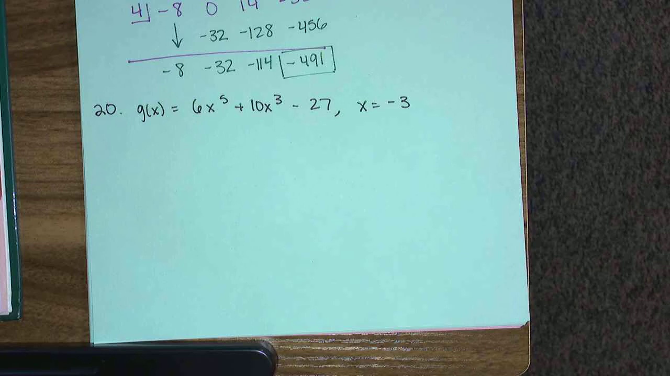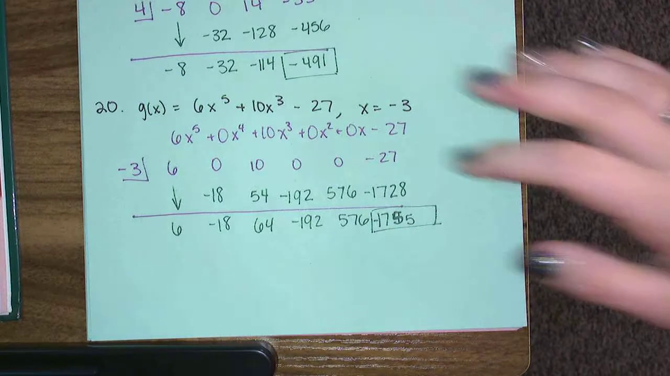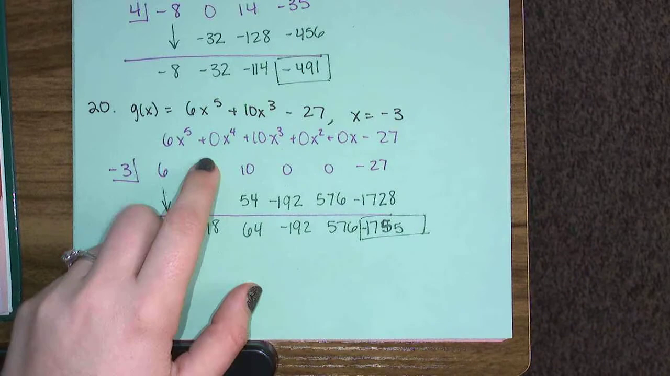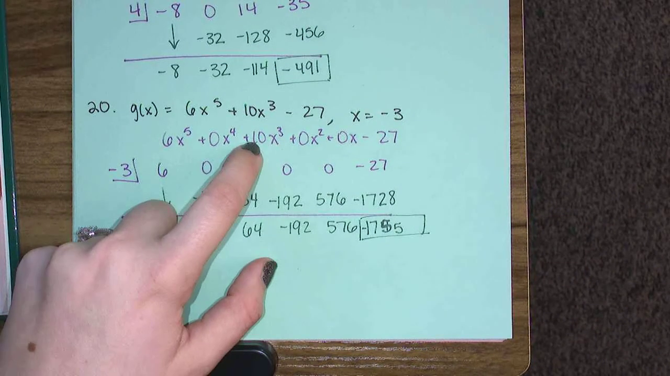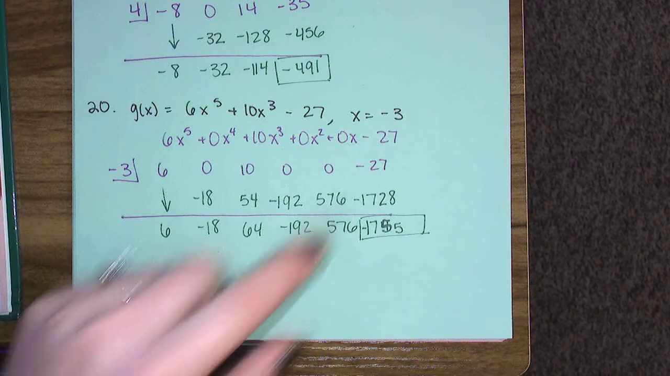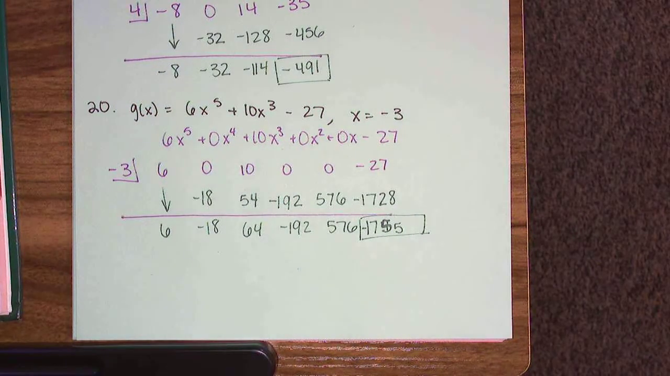So the first thing I did was rewrite it to be 6x to the 5th plus 0x to the 4th plus 10x cubed plus 0x squared plus 0x minus 27. That ensures that I am not missing anything. Okay? That makes sure that I don't miss a term and that I've accounted for everything in descending order.